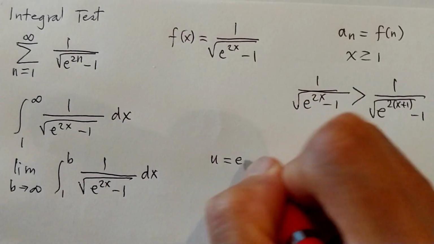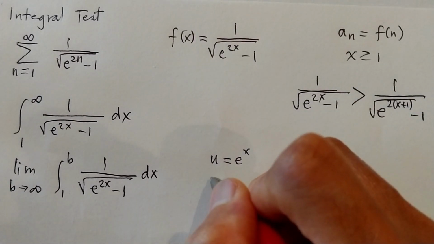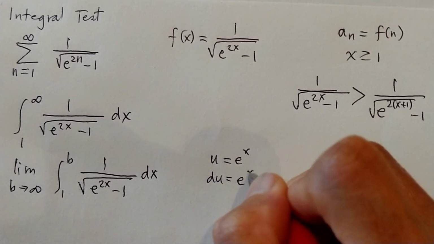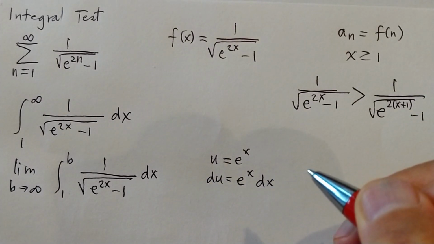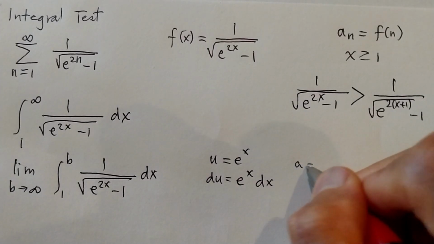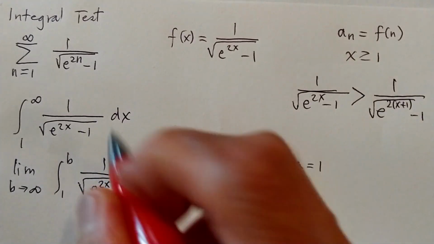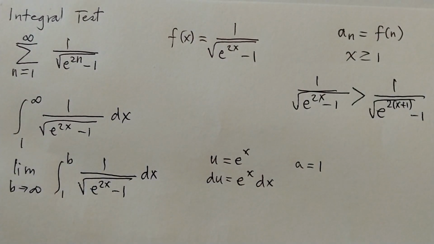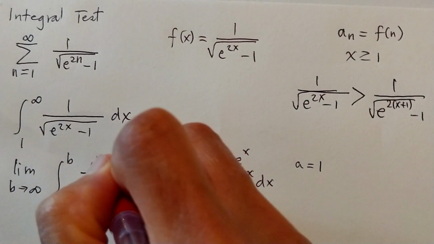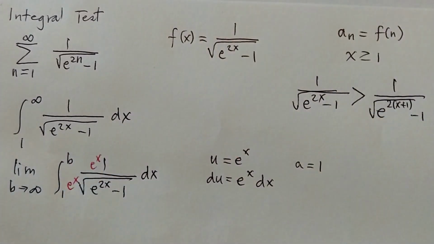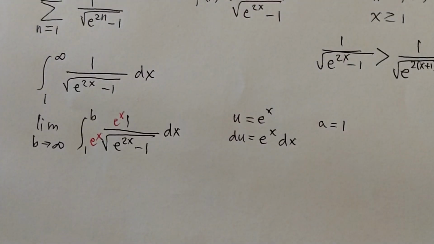If u is e to the x, then du is e to the x dx, right? And a is equal to 1. So what we will do is introduce e to the x in the numerator and e to the x in the denominator. I'm not changing the value of the integral, I'm simply rewriting it so that it will take the form of the arcsecant. And so here we go.